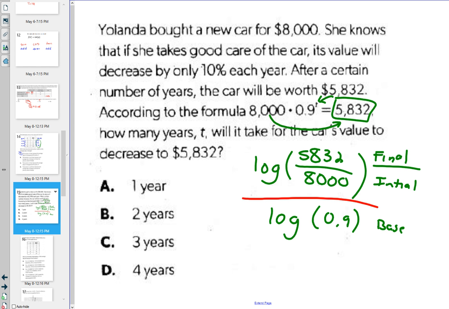I'm not going to get into what log means, like that hasn't been part of it, but this is just another way of doing it so that you don't have to hit times 0.9, times 0.9, times 0.9.